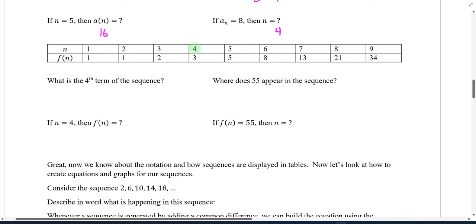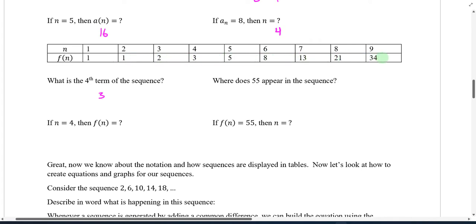So here's 4, and the fourth term of the sequence is 3. Okay, so the fourth term of the sequence is 3. So then it says, where does 55 appear in the sequence? So 55 would be a term value, so I'd go to f of n, and I would scroll across here or scan across.